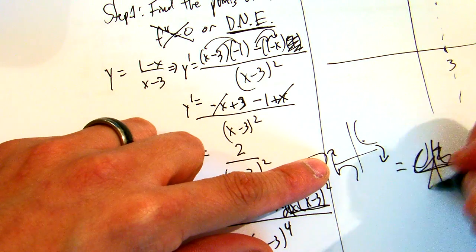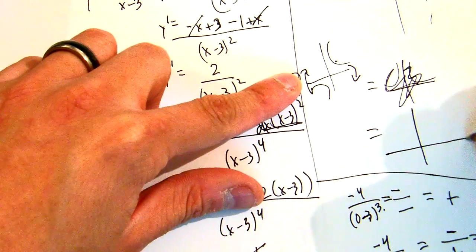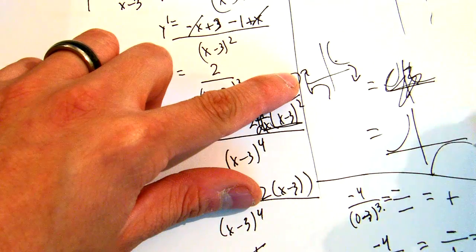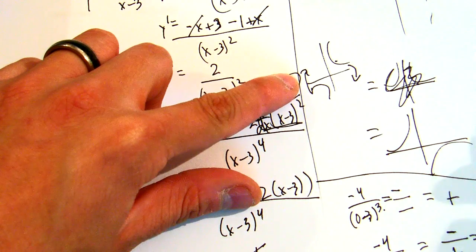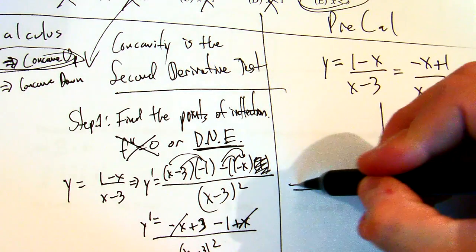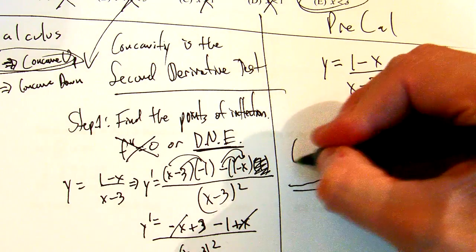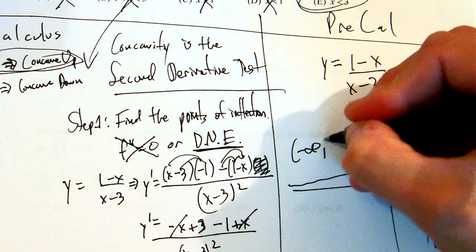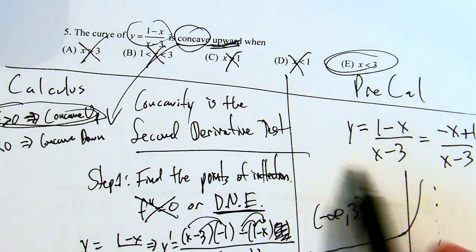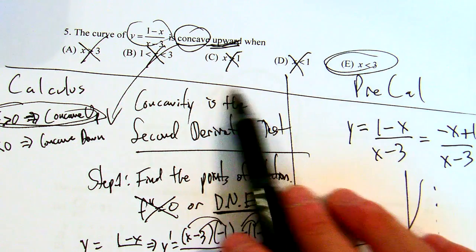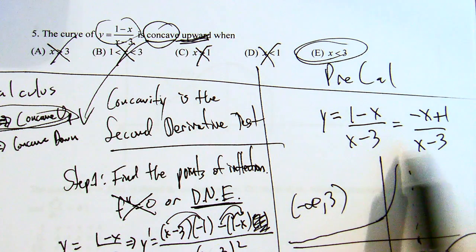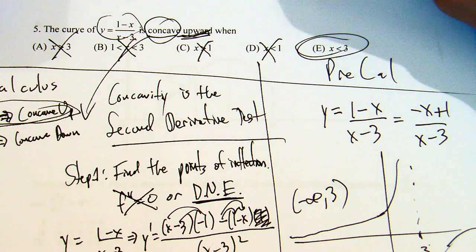So basically, it's going to look something like this. Whoops, I messed up. It's going to look something like this, right? So where was the VA? It was at 3. So it looks something like this guy here and this guy here. You can clearly look, where is it concave up? It's concave up from negative infinity to 3, right? So you could have actually done this problem within a few seconds if you recognized the graph, which is why we studied them so much last year. So the answer is E for this one.